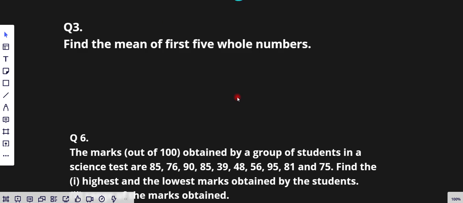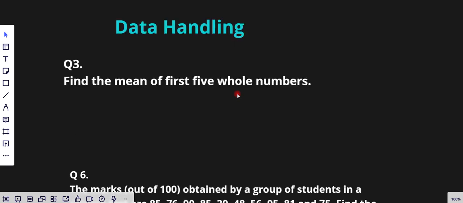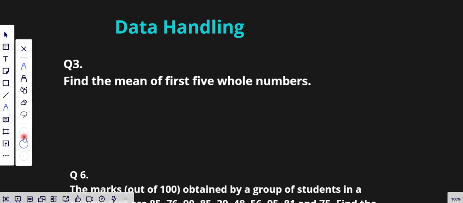Now, find the mean of the first 5 whole numbers. So first of all, what are whole numbers? The whole numbers start with 0, right? And we need to calculate the mean. Mean is also known as average. Mean is nothing but the average.